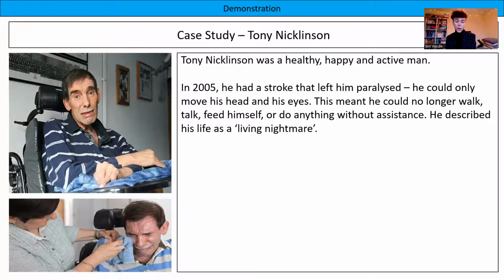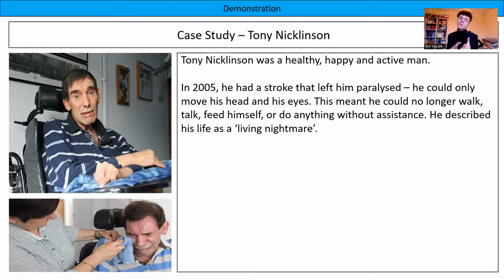I think one of the most powerful images there is that even when he was upset about his condition, his wife then had to dry his tears for him. He couldn't even dry his own tears. So obviously he could not do anything at all for himself, whether that was feeding himself, going to the toilet, any of those basic tasks that we all just take for granted on a daily basis. He was no longer able to do.